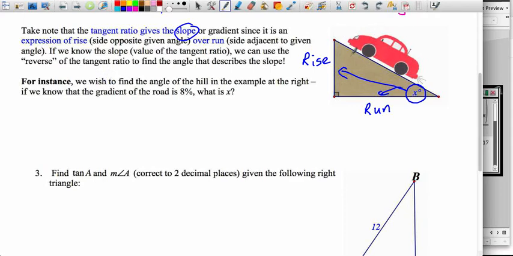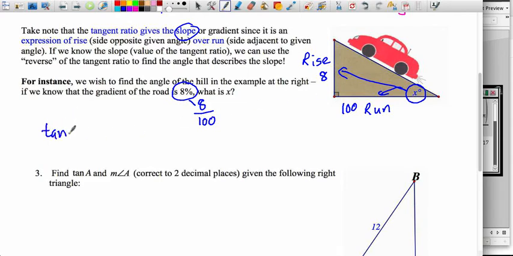So if we look over here at our car example, we're looking to find x. We wish to find the angle of a hill in the example at the right if we know that the gradient of the road is 8%. So we can look at 8%. We know that 8% is 8 over 100. And so what that's saying is we have 8 units of rise for every 100 units of run. And so we can set up a tangent ratio.